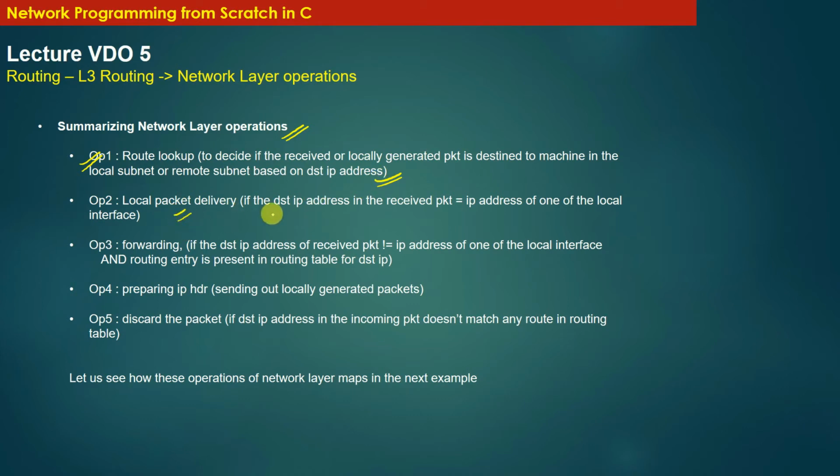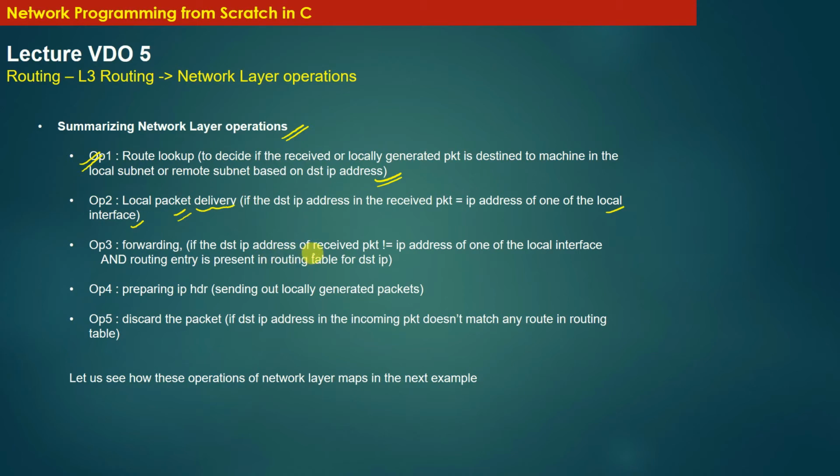Then local packet delivery. That is, if the destination IP address in the received packet is equal to the IP address of one of the local interfaces of the router, it means that the packet is destined to the router itself. That means the router will hand over the packet to the transport layer. That is, the router will consume the packet.